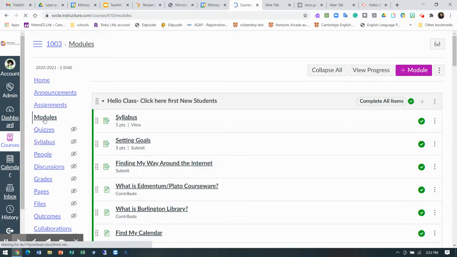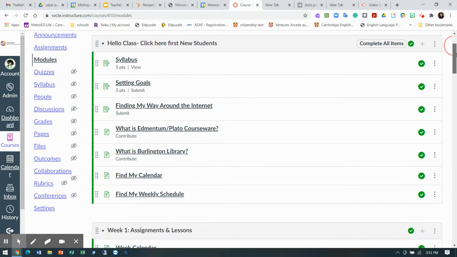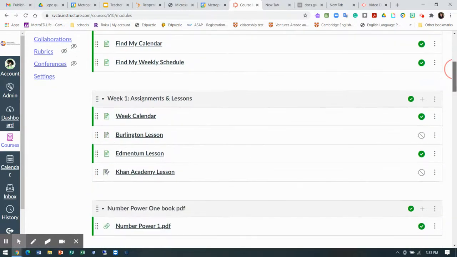We're going to add students to this class. There's a hello unit that you all requested: syllabus, setting goals, finding my way around the internet, what is Play-Doh, what is the Burlington Library, finding my calendar and my weekly schedule. It's really important that we keep this same structure.